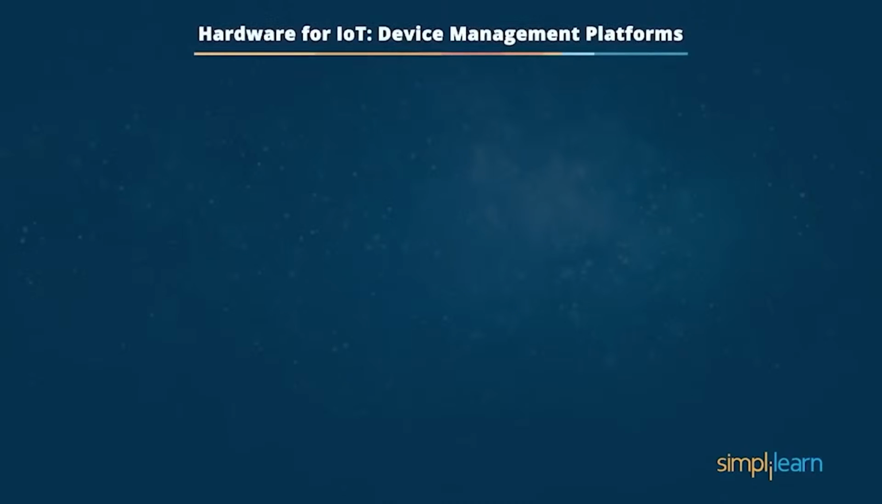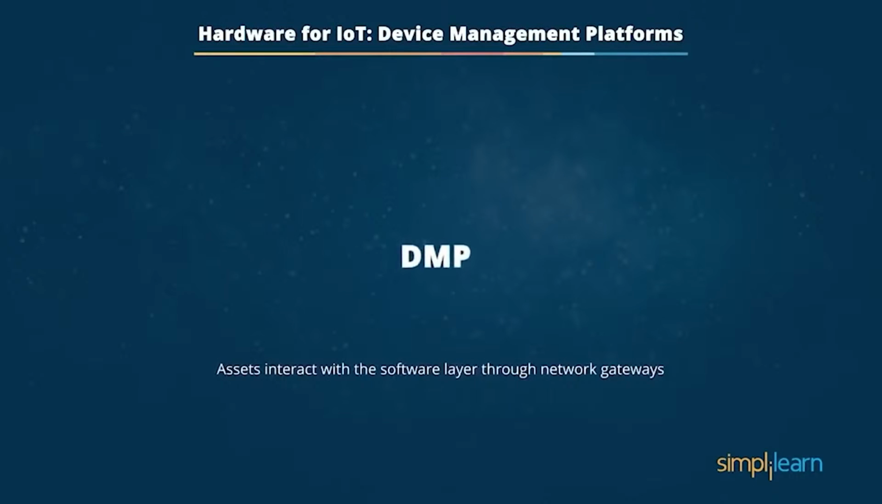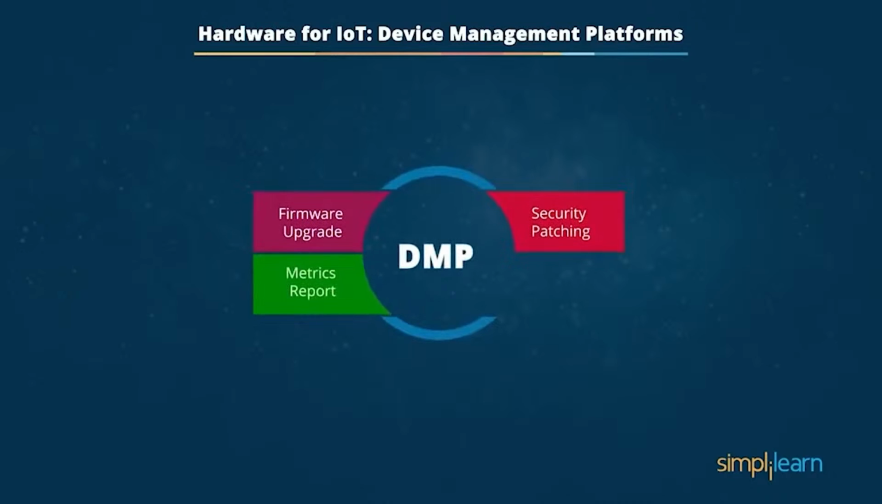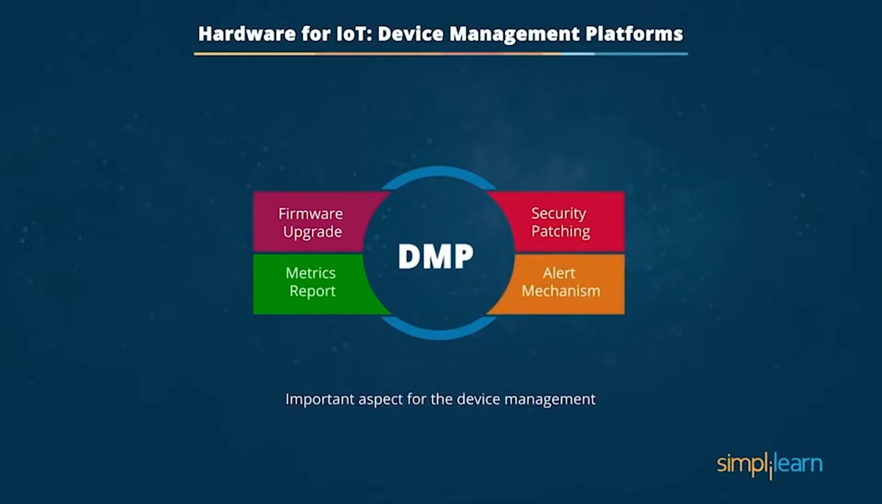The second most crucial aspect of IoT is device management platforms, or DMPs. The DMPs, as they are shortly called, are the platforms through which the assets interact with the software layer through network gateways. DMPs come with various functionalities, which include firmware upgrades, security patching, and reporting of metrics. They also help develop alert mechanism for industrial equipment with more open source OS like Arduino. Overall, it is an important aspect of the management of the device penetration.